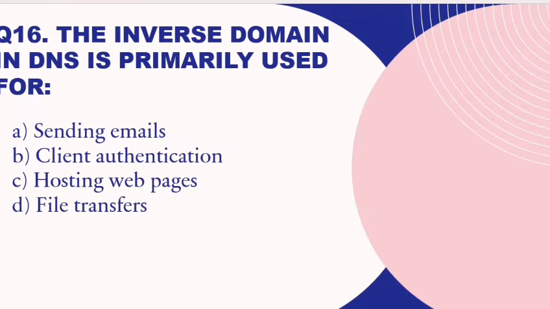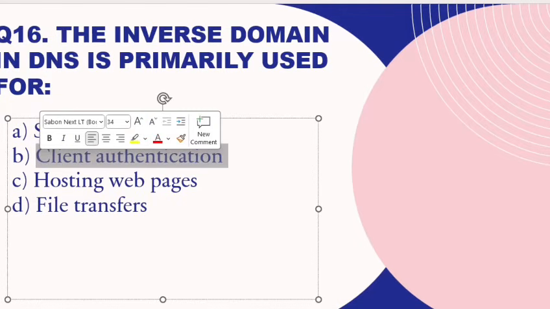Moving on to question number 16. The inverse domain in DNS is primarily used for option A sending emails, option B client authentication, option C hosting web pages, option D file transfer. So the correct answer for this question is option B, where it is client authentication.